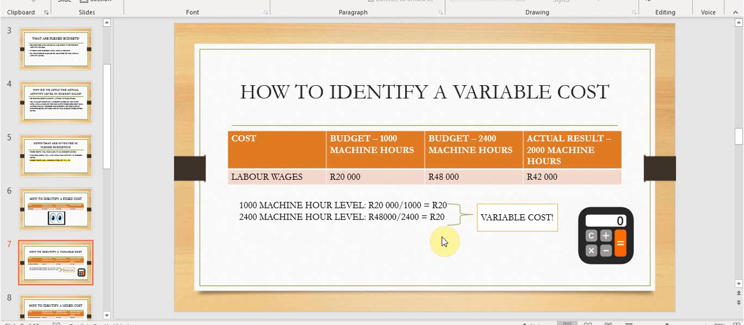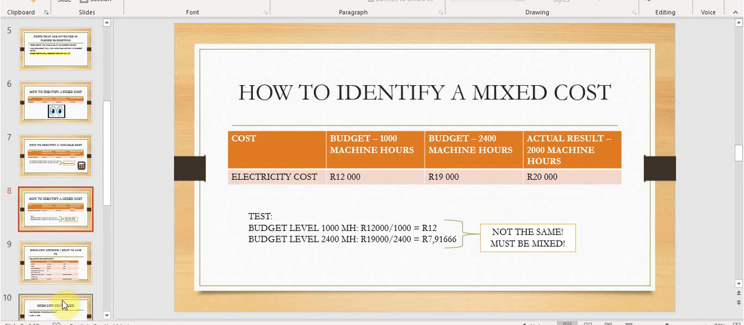So if you apply this calculation and you get to the exact same answer, like we've done here in the instance of 20 rand, then you are dealing with a variable cost. As simple as that, you need to do a small division calculation. So it's not as straightforward as the fixed cost where you can simply observe that it's the same. However, when you do your calculation, you will see that the answers are the same, and that makes it a variable cost.